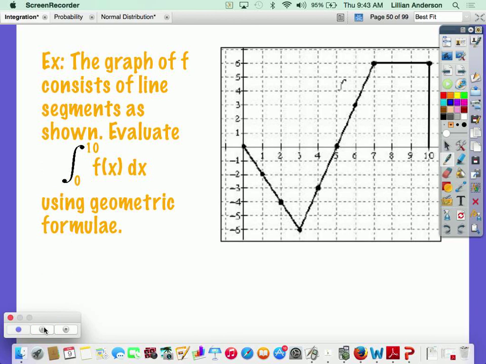So, I'm not given a function here that represents this particular situation. I am going to have to use my old school geometry formulas to do this. What do you see in this picture? Triangle. You can see a couple different things. You can see a triangle here. And what about over here? A triangle and a rectangle or a trapezoid.